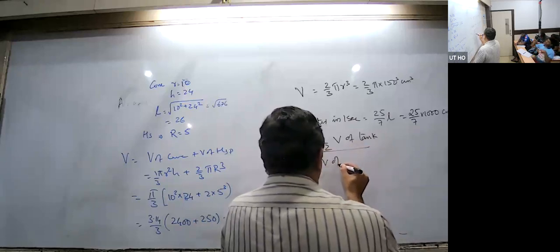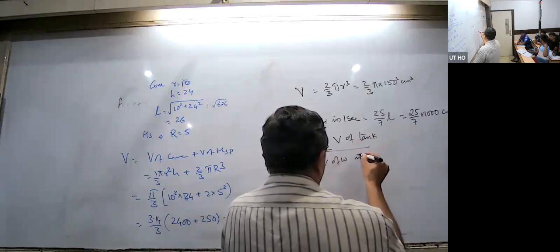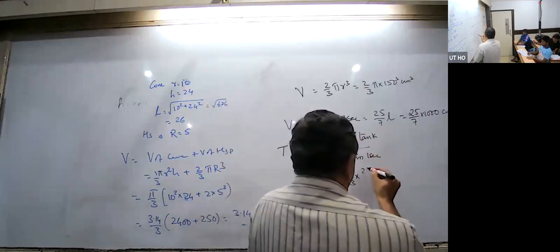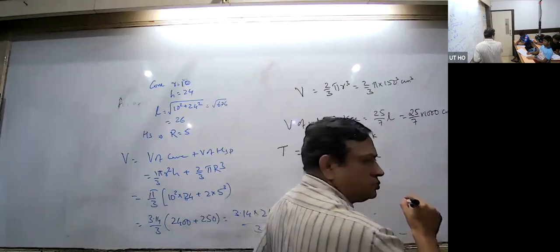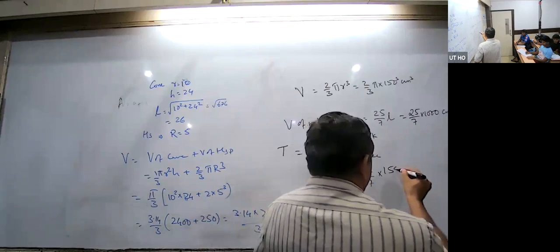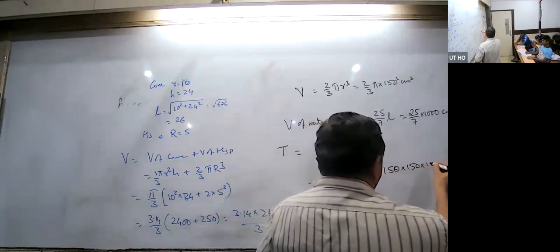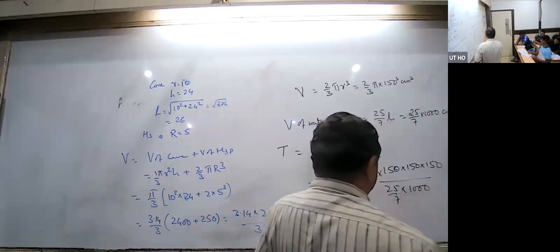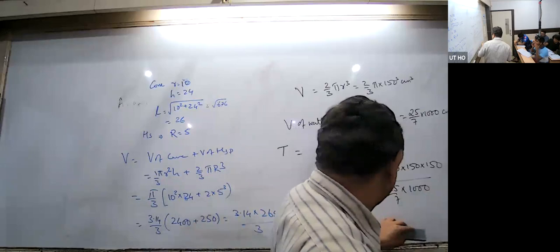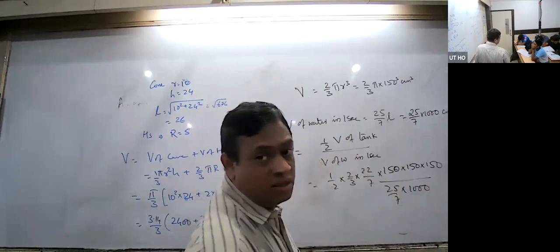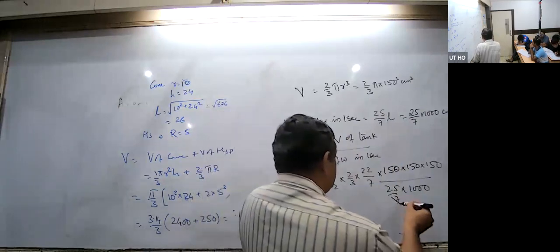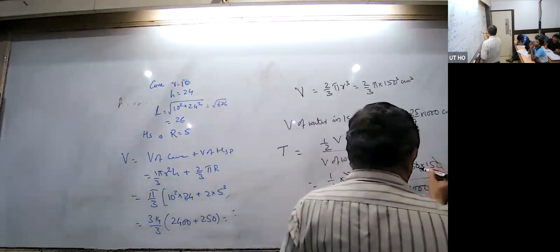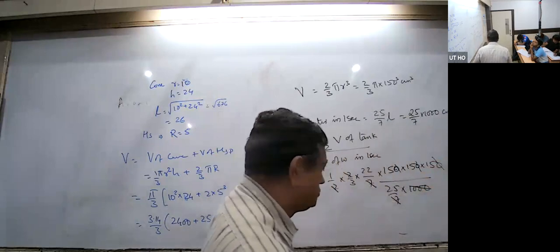divided by volume of water removed in 1 second. Half into 2 by 3. Pi you cannot cancel. So 22 by 7 into 150, into 150, divided by 25 by 7. Cancel. Radius is 6. Sir, 6.25.